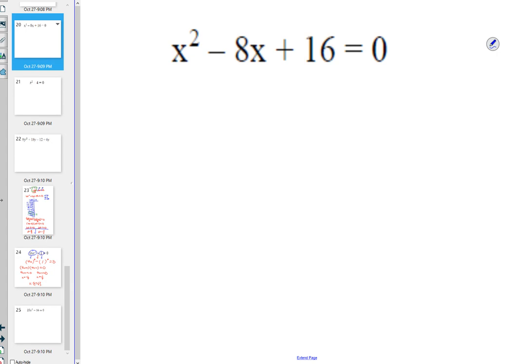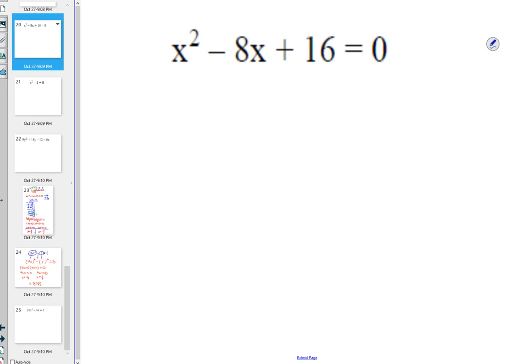What's good about this one? It's already equal to 0. But now we have 3 terms on the left side. What do we look for first when we try to factor them? Okay, do those 3 terms have a greatest common factor? They do not. Could this possibly be a perfect square trinomial?